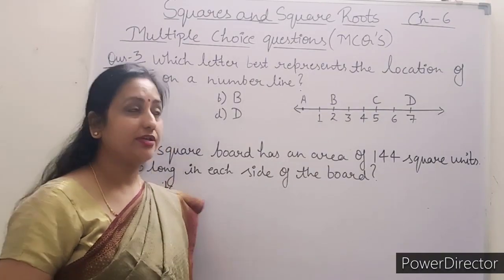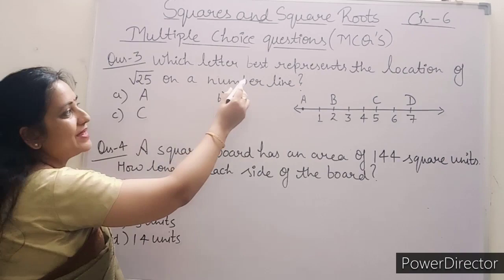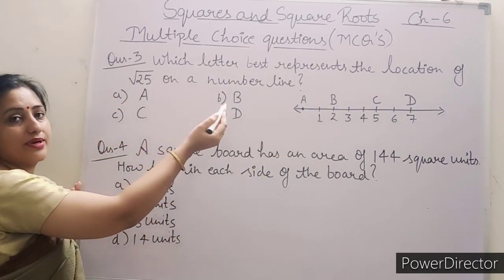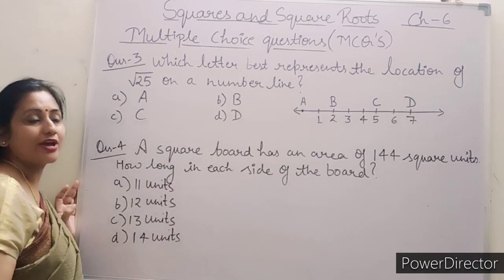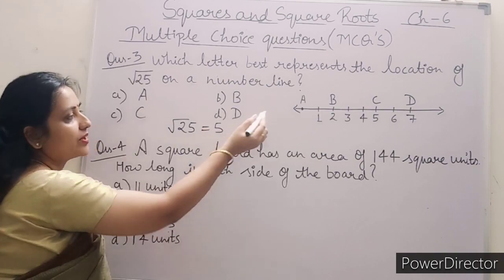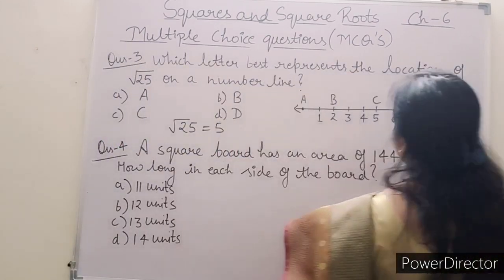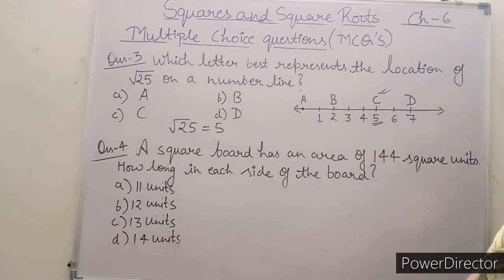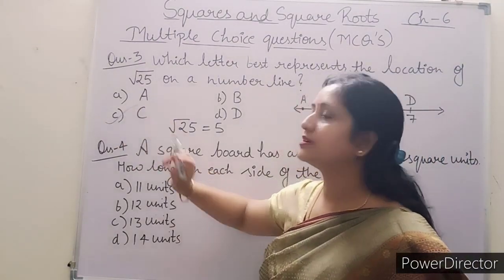Now question number 3. Which letter best represents the location of root 25 on a number line? We know that the square root of 25 is equal to 5. So here in the number line, the number 5 is represented by the letter C. So it means option C is correct.